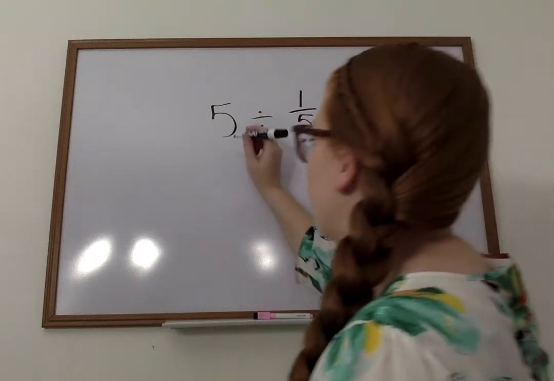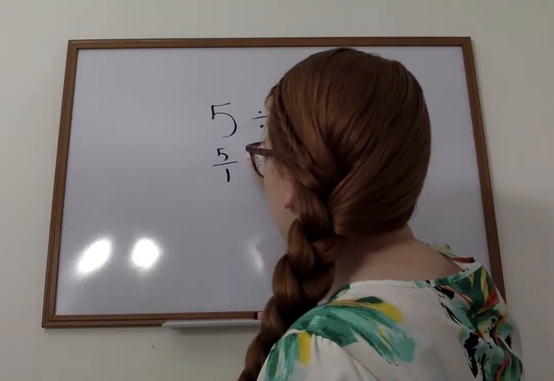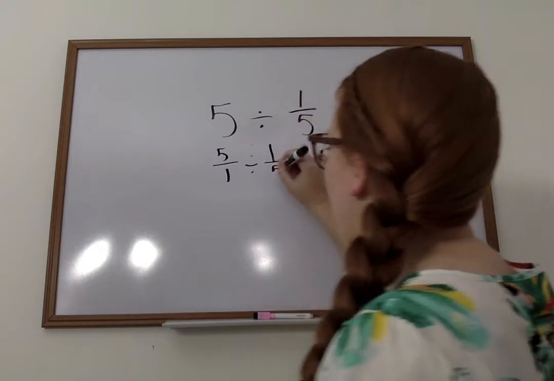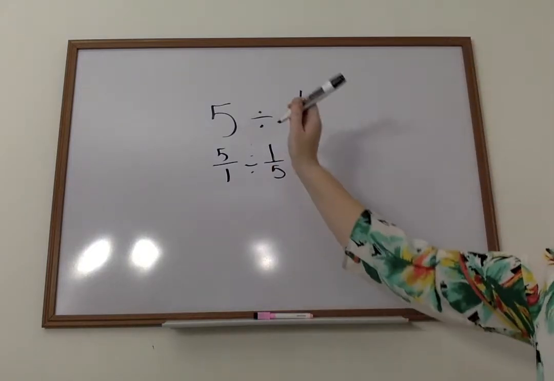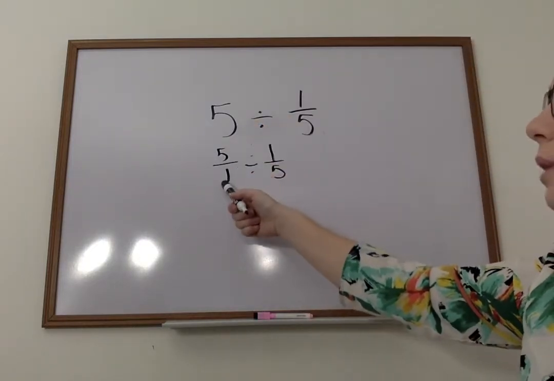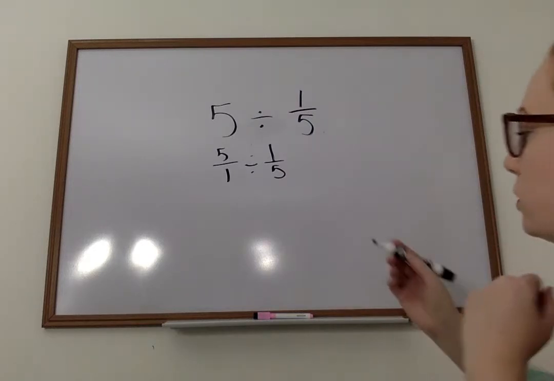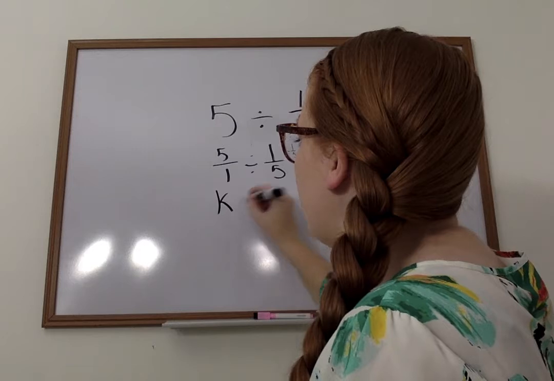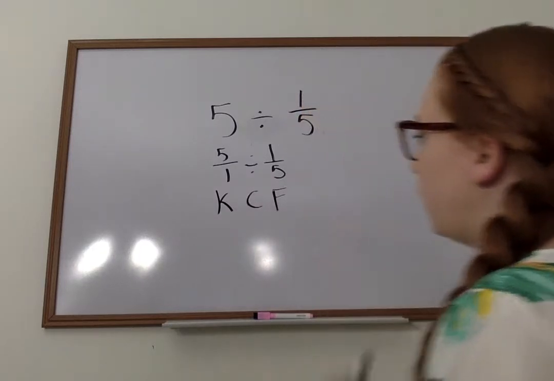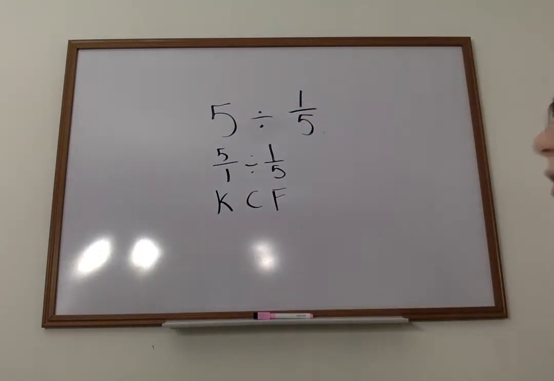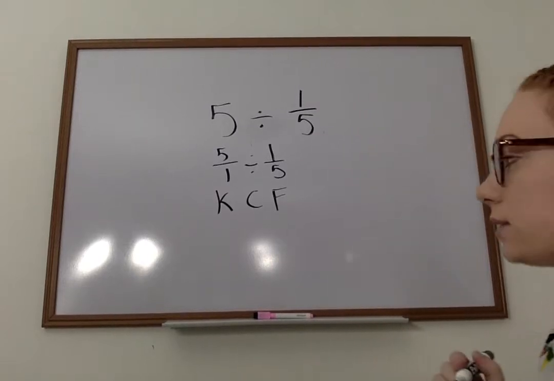So I'll just make them both fractions. 5 over 1 divided by 1/5. You can make any whole number a fraction by putting a 1 under it every single time. Next, I need to do something called the KCF. I remember the KCF every single time during this quiz and the Chapter 9 test.